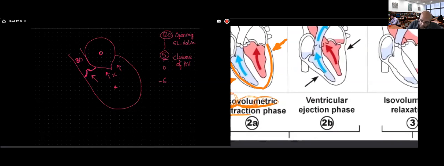What if I kept increasing the pressure inside? I reach a pressure now greater than the one I have in my aorta. So what's going to happen? I open the semilunar valves and the blood is going to be ejected out of my ventricle.